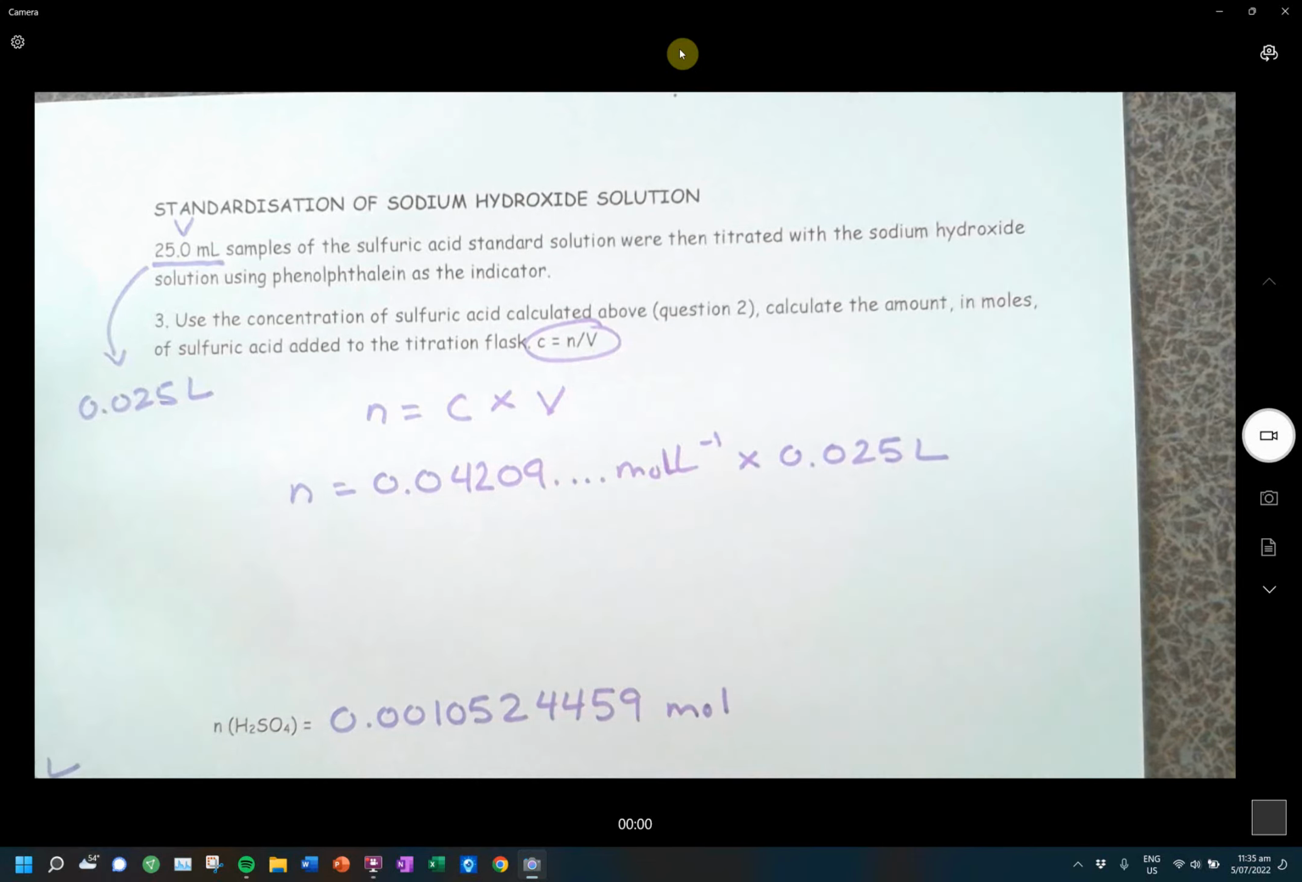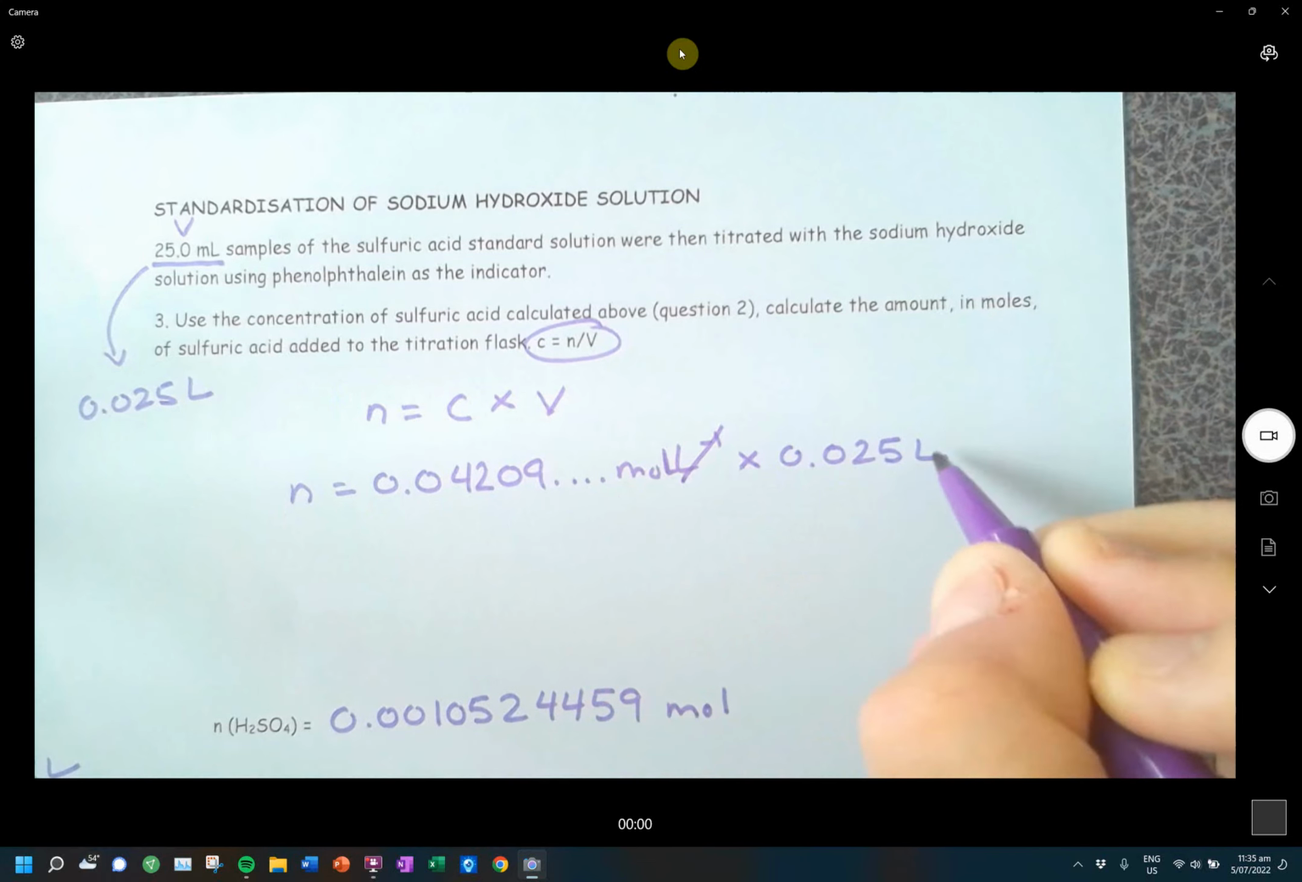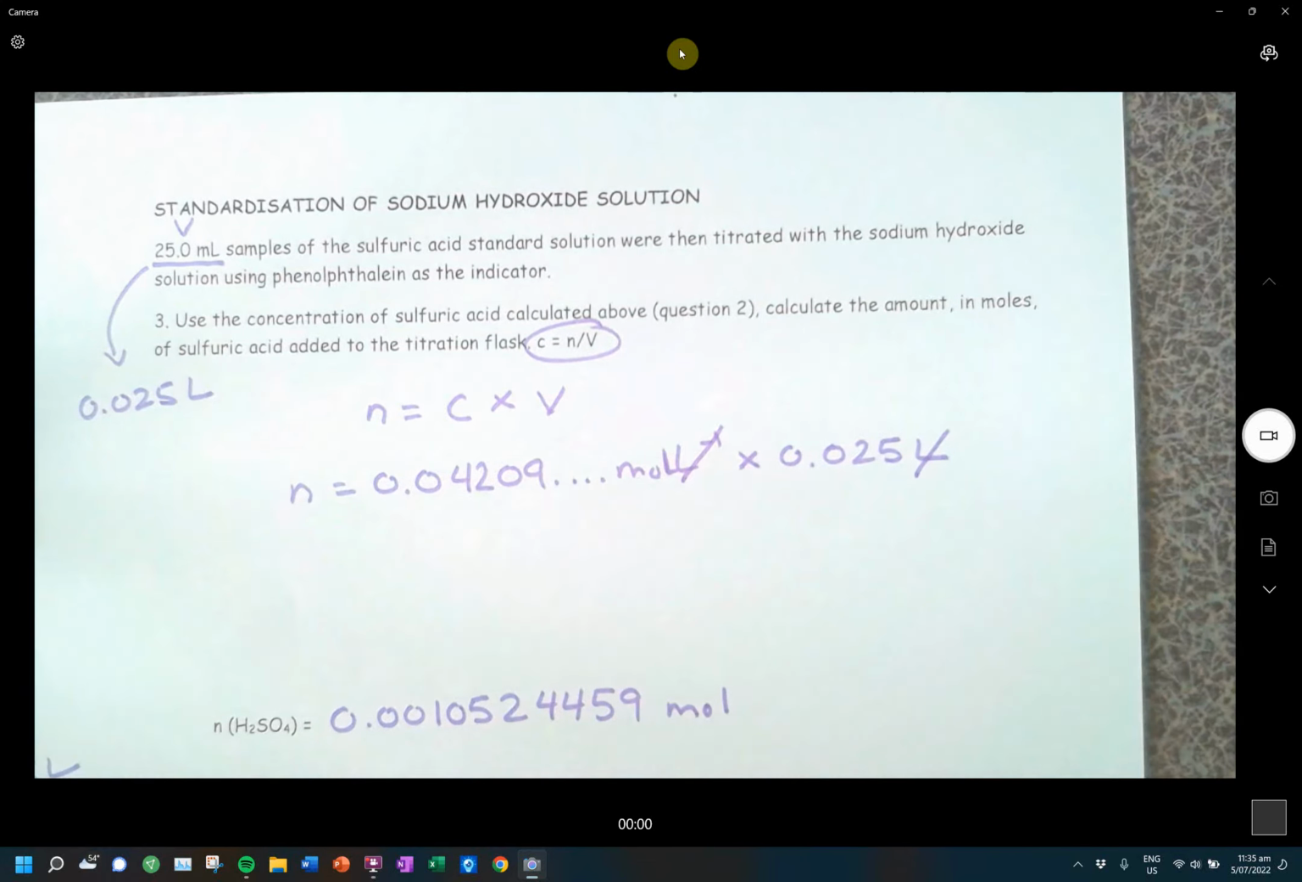And again, look at the units. I see liters cancels with liters. I'm left over with moles, which is what I want, and that's the amount. So if I had a 25 ml aliquot of my sulfuric acid solution, I would have that many moles of sulfuric acid. Are we okay so far?